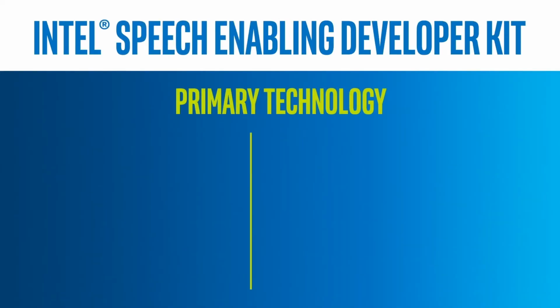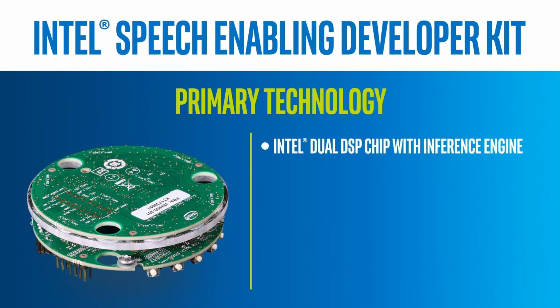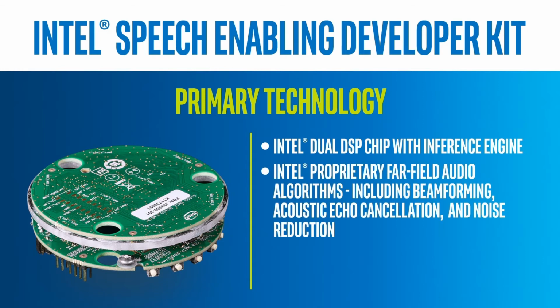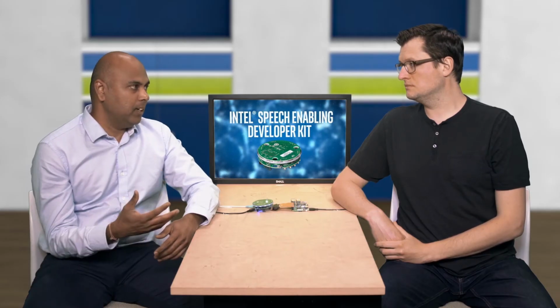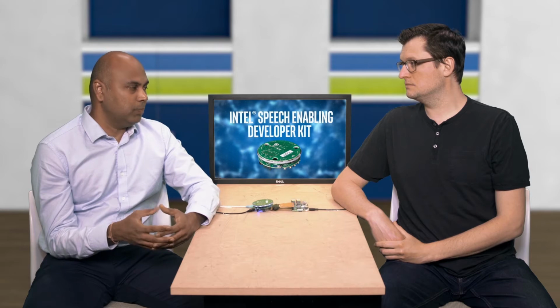The primary technology that drives these kits is Intel's dual DSP chip with inference engine. The dual DSP runs Intel's proprietary far-field audio algorithms such as beamforming, acoustic echo cancellation, and noise reduction. The keyword spotter for Alexa runs on the DSP as well, further improving the product's performance. This makes the development of the premium class product much easier. Excellent. So what are some of the advantages of developing on this kit?